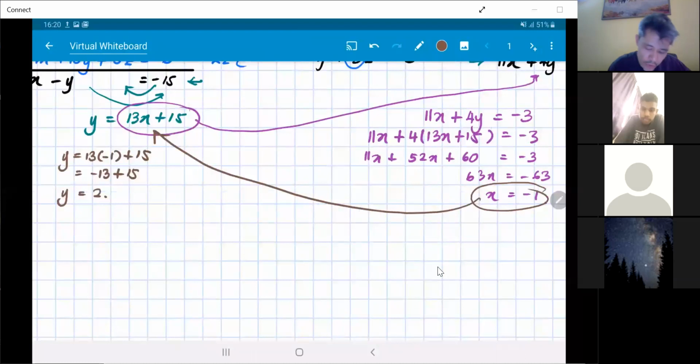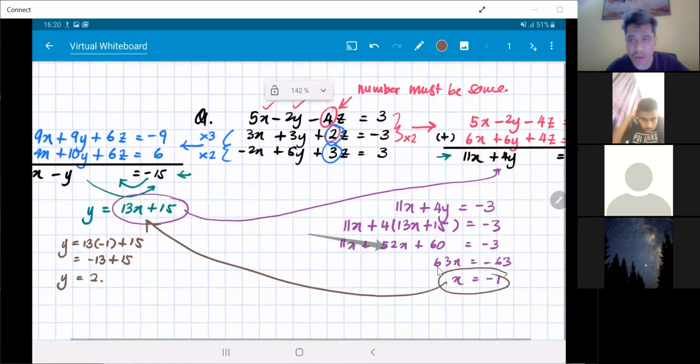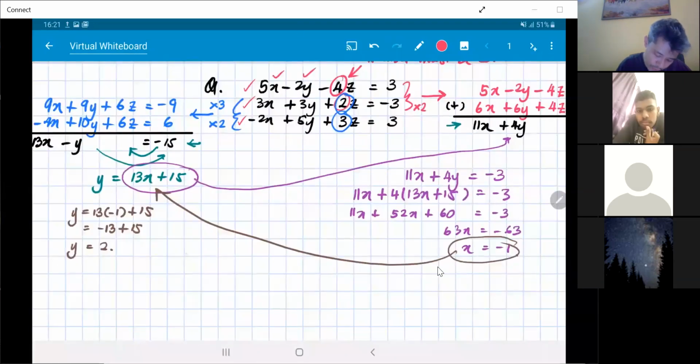Okay, so since we already know x number and y number, now I can go back and choose whichever equation I want from the original. I can choose this one, I can choose this one, I can even choose this one. Doesn't matter. Okay, doesn't matter. I can choose any one of these 3. So let's say I choose the first one, which is 5x minus 2y minus 4z equal to 3.